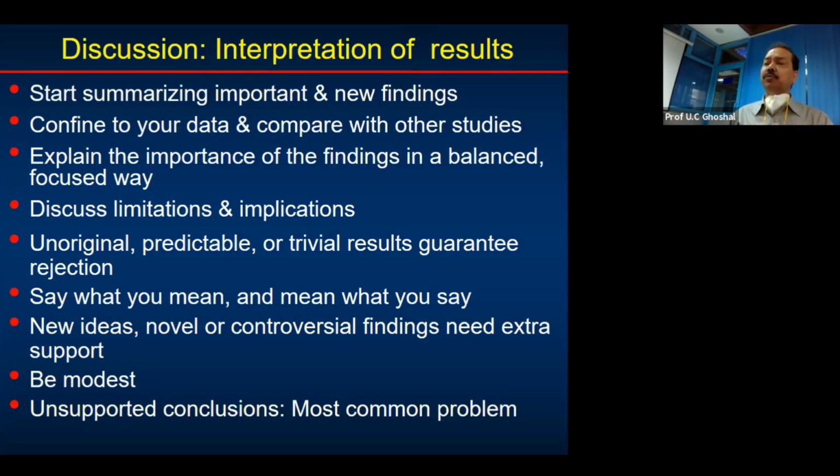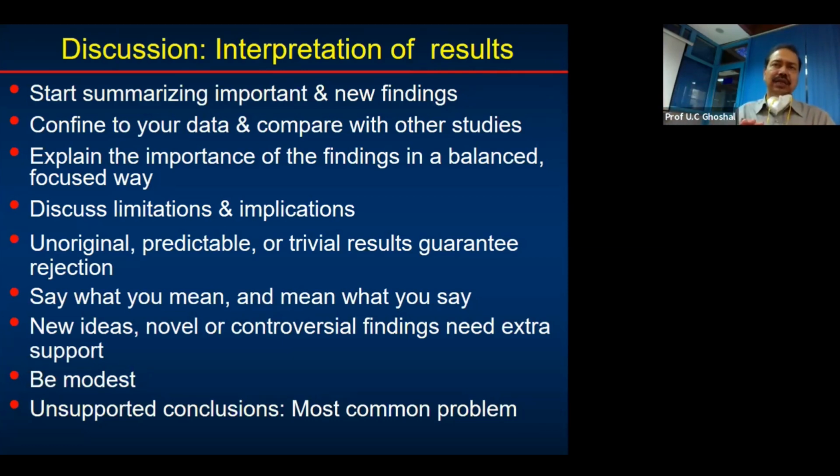Now, one of the most common problems that we find in submitted papers is unsupported conclusions. Authors want to say something which they actually did not show in their data at all. Let us say you found that obesity can be associated with non-alcoholic fatty liver disease. This is a case control study: people who are obese have non-alcoholic fatty liver disease. People who are lean did not have non-alcoholic fatty liver disease.